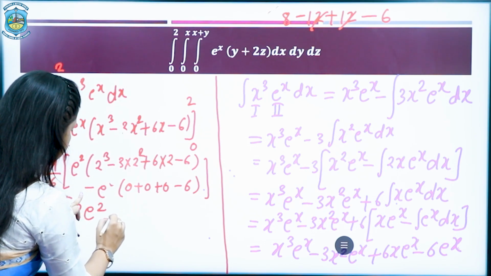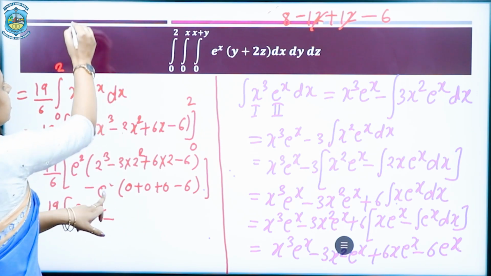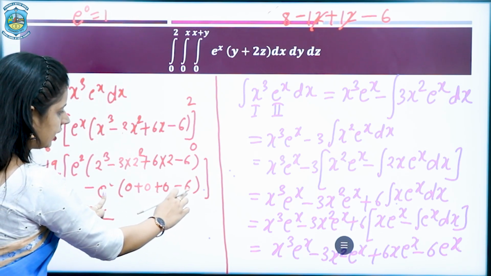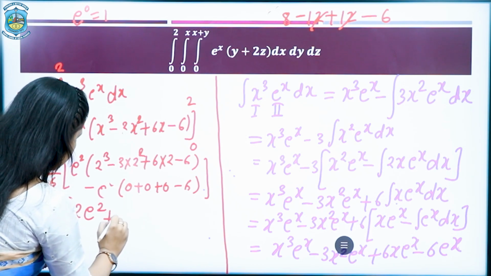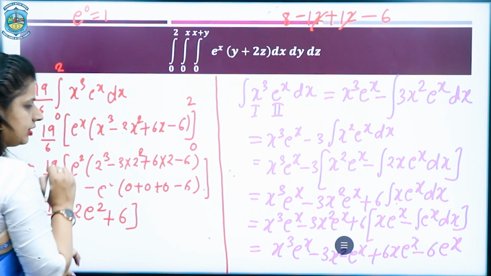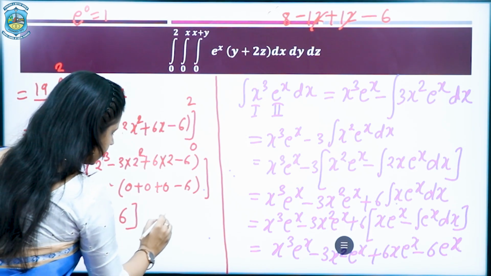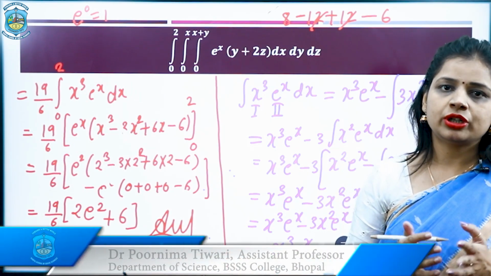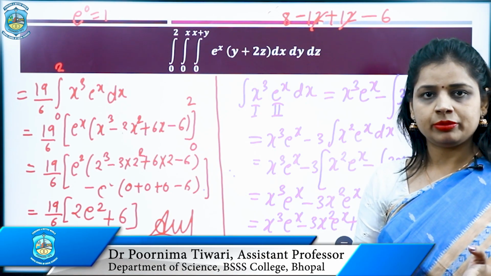Now, minus e to the power 0 is 1, this whole term is 0, and here we get minus 6. So, this minus minus plus 6. This is our answer. So, that is about triple integrals with variable limits.